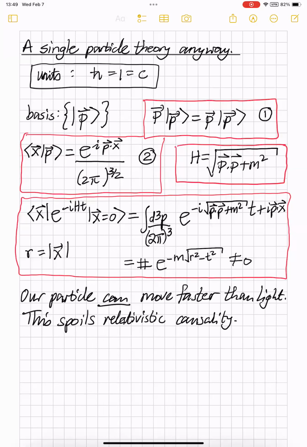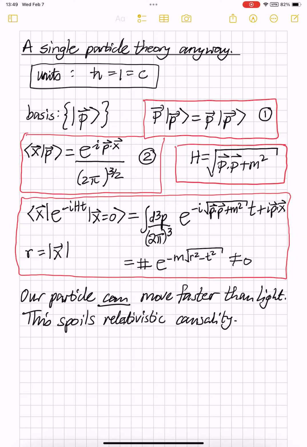Okay, so we've learned quite a lot. We built a single particle theory. We've discovered that the single particle theory is in fact sick. Particles in our theory can move faster than light, and that spoils relativistic causality. So in this theory, the windows might shatter today because the bomb is going to explode tomorrow.